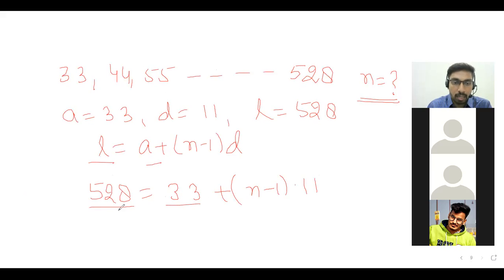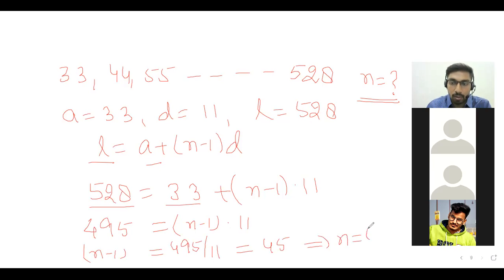So when you subtract this, you will get 495, which equals n minus 1 into 11. So n minus 1 equals 495 divided by 11, that means 45. So n will be equal to 45 plus 1, which is 46.